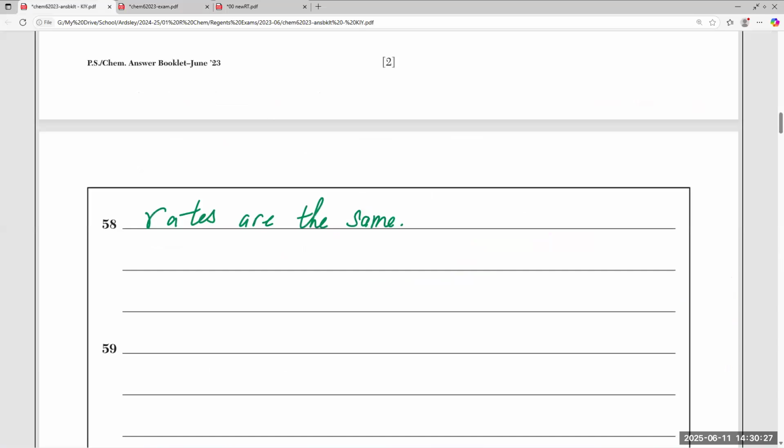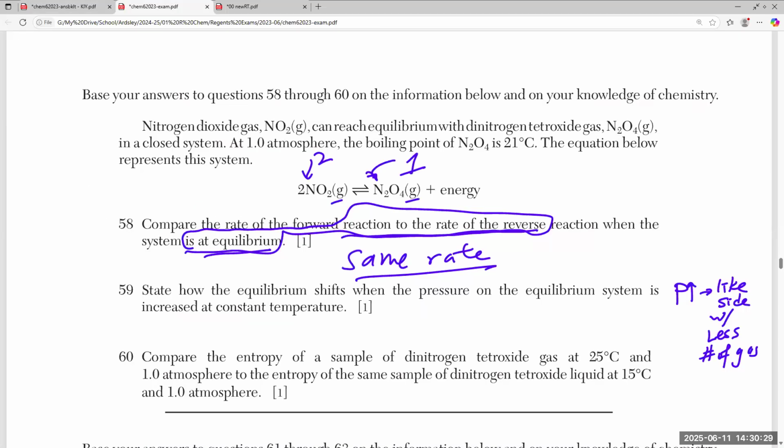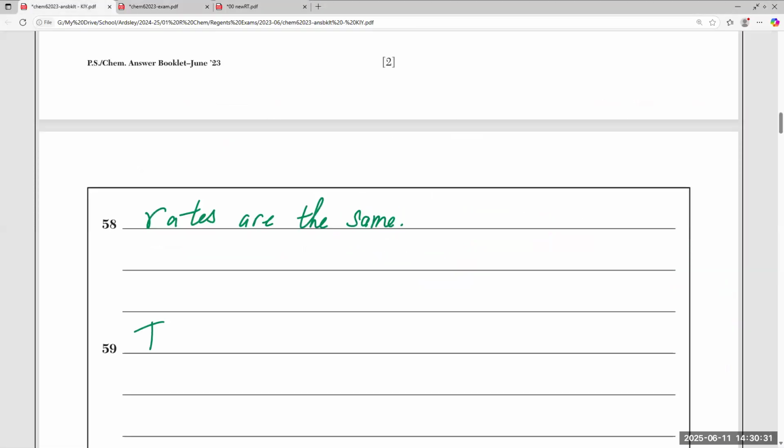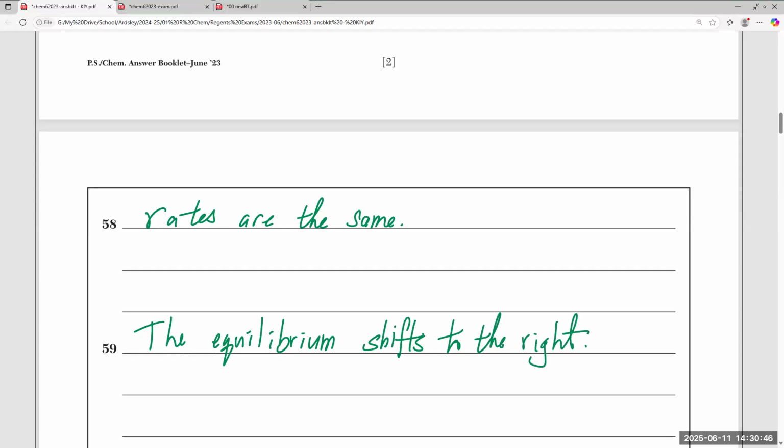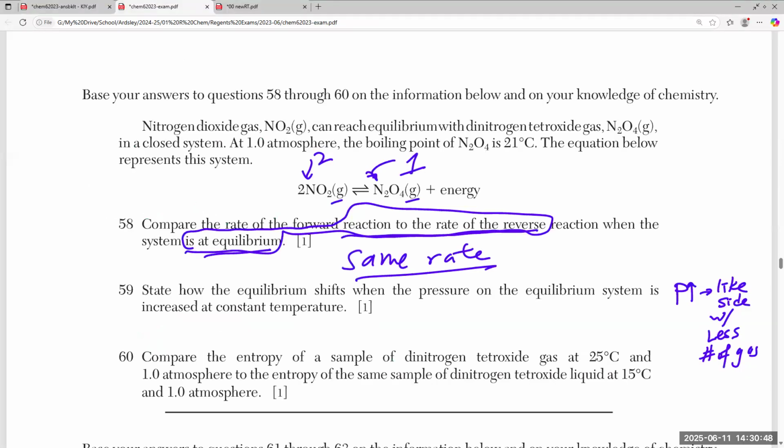So let's see how we're supposed to state how the equilibrium shifts. Okay, so just say the equilibrium shifts to the right. You don't have to explain that, right? I explained that, but you don't have to write that down.